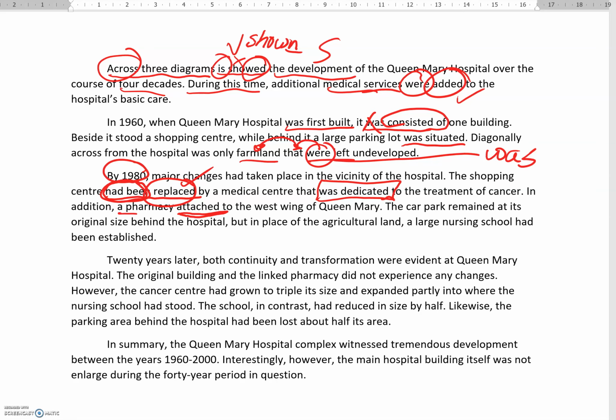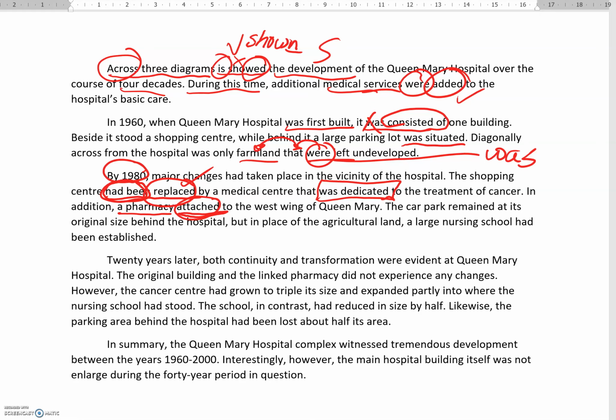So we have a pharmacy, a drugstore, and does it do the action of attached to? It seems not, right? The administrators, the hotel planners, the builders attached the pharmacy to the west wing, but the pharmacy itself didn't do the action of attached. So this is a key difference when you're deciding whether to use the passive or not.